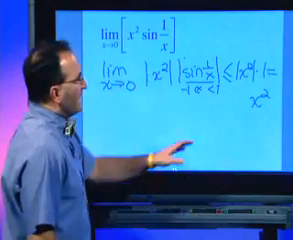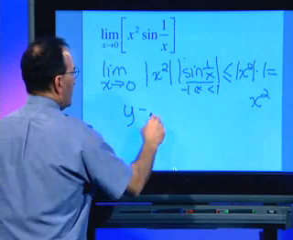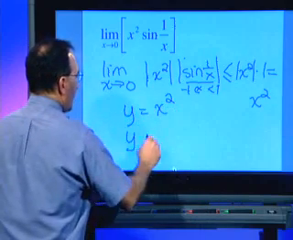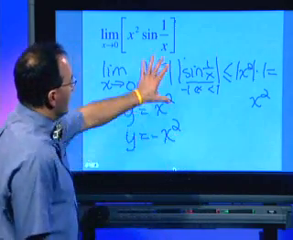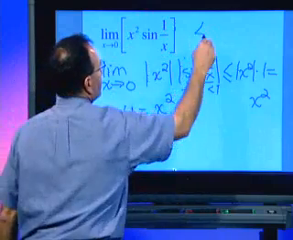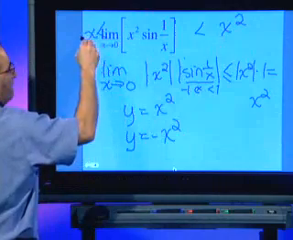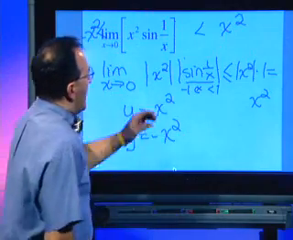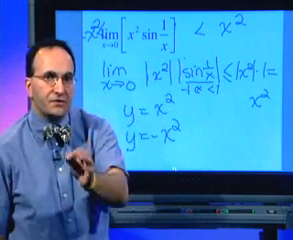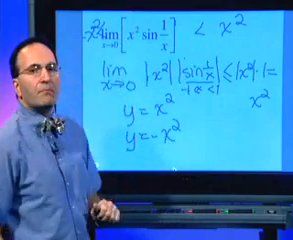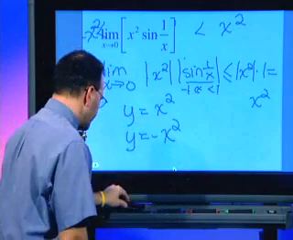x squared. And that's where the sandwich theorem comes in, because we can graph y equals x squared and y equals negative x squared, and say that this is going to be sandwiched between those two values. And in that case, they are both approaching a limit of 0, which means that this must also be approaching a limit of 0. Okay.